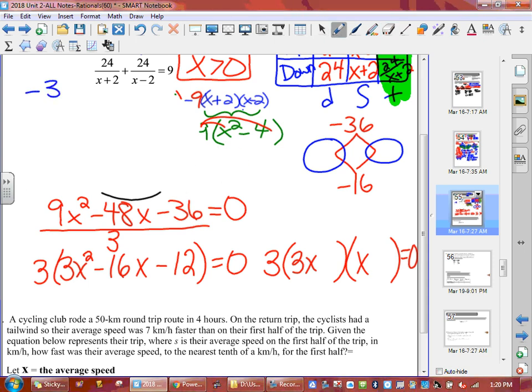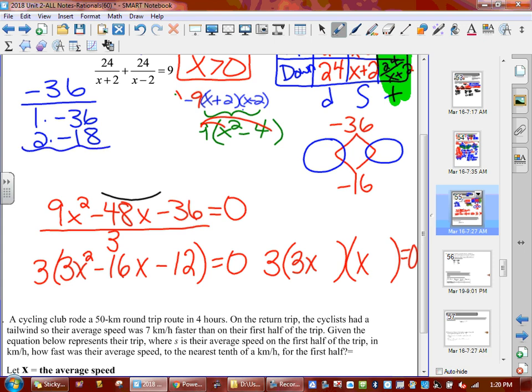So negative 36, what's the sign of the bottom guy? Negative, so that means the big numbers are negative. So 1 times negative 36, 2 times negative 18. Did I find my numbers? Yep, 2 and negative 18. You can stop when you find your numbers. So I found 2 and negative 18.